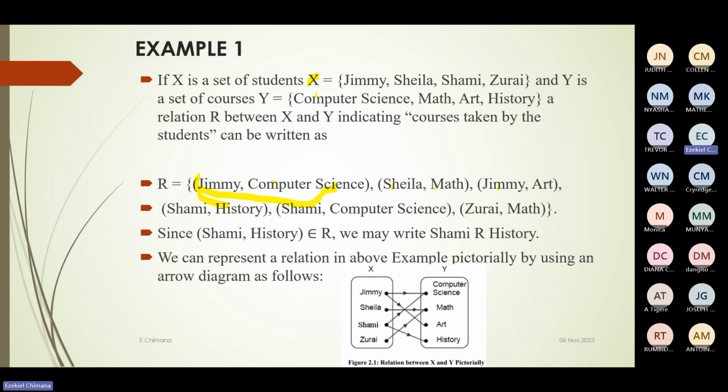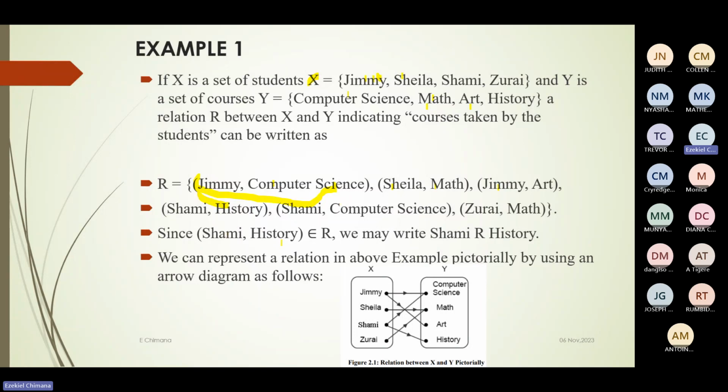Like if you were asked to find the Cartesian product of a set X and a set Y, you are just going to cross maybe Jim with this and this and this, maybe Jim up to history. Then you go for Sheila with computer science, maths, art, and then history, Shami with everything, Surah with everything. So you take a subset of that as your relation according to your definition. I want it to be a relation of this and this and this. That's how you get your relation.